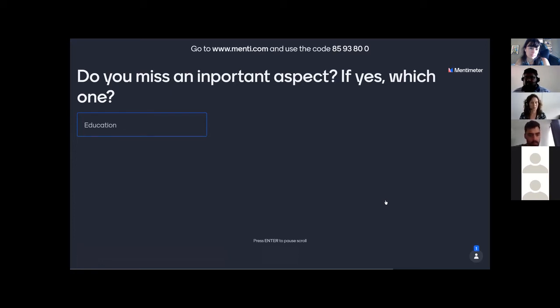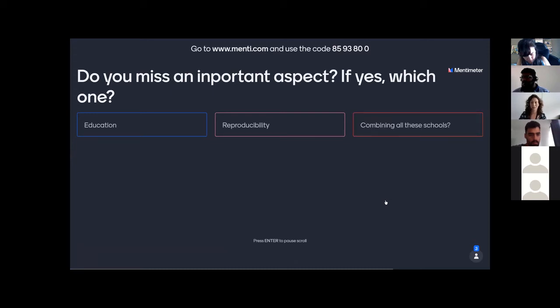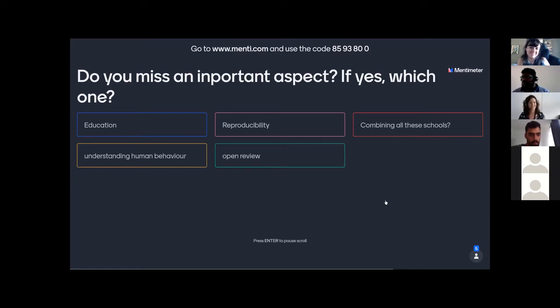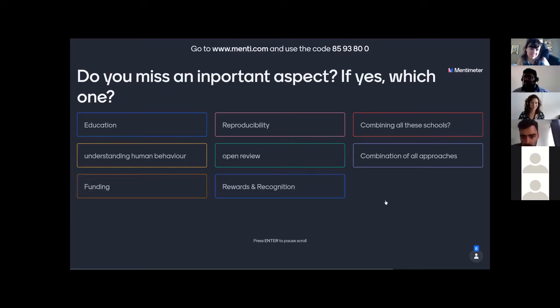I see education popping up. Great, yeah, that's an important point, right? Reproducibility, indeed. That's also an important one. Fair points. Combining all these schools, yeah, that's a good idea. Understanding human behavior, open review. Another point for combination of all approaches. Funding, rewards and recognition.